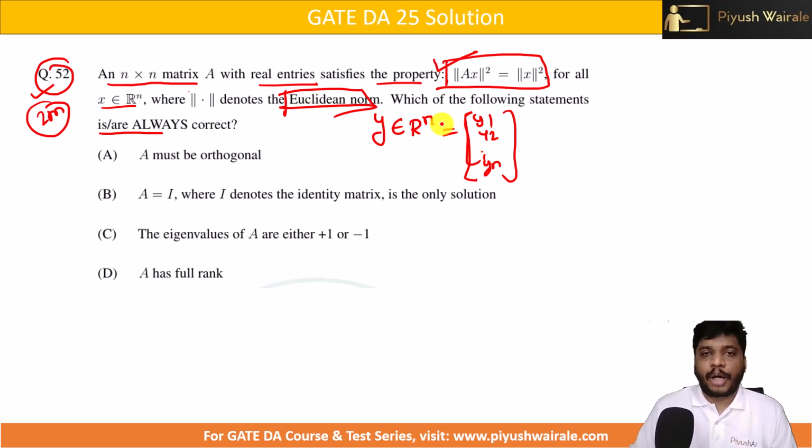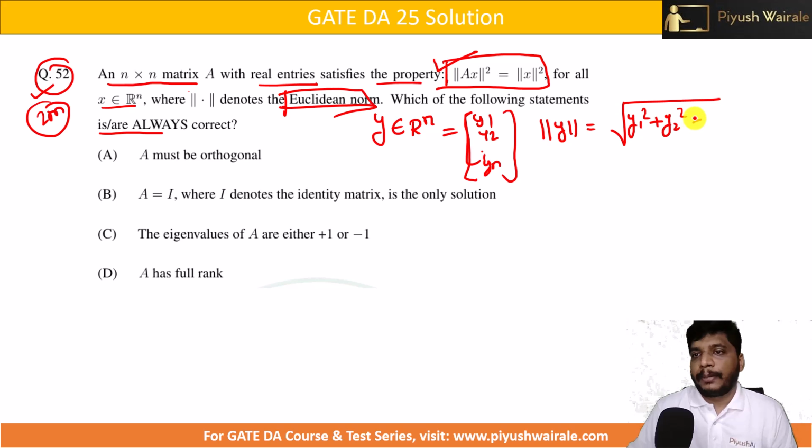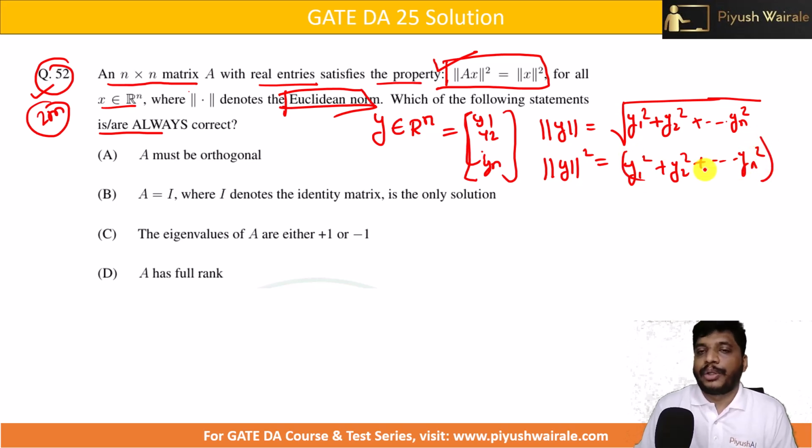Now, if I take the Euclidean norm of this vector, what I'm going to get is the square root of y1 square plus y2 square plus so on till yn square. This is basically the Euclidean norm, based on the Euclidean distance. And if we take the square of that, we get y1 square plus y2 square plus till yn square. This is what we got after squaring the Euclidean norm.